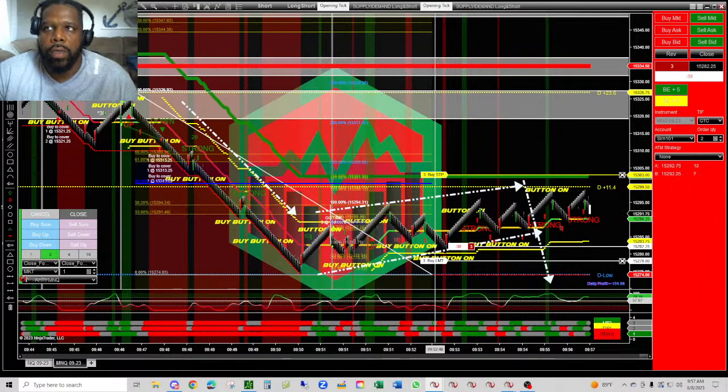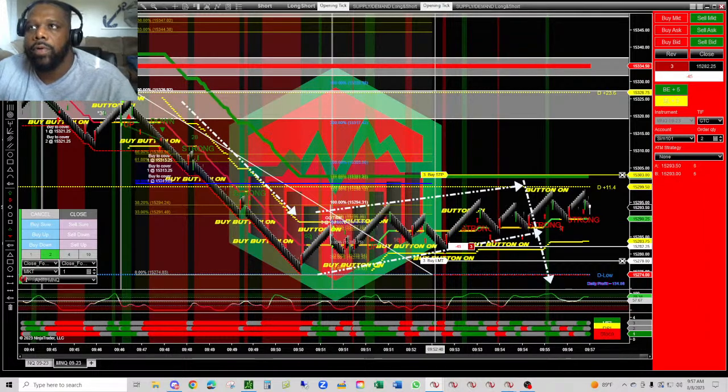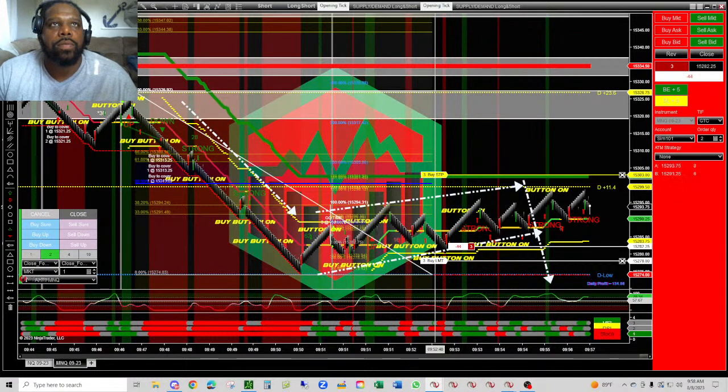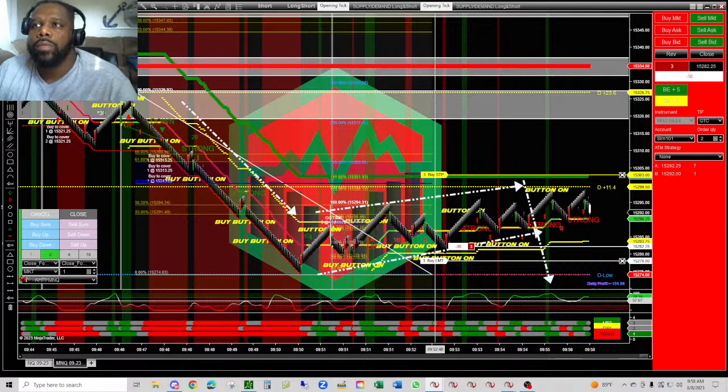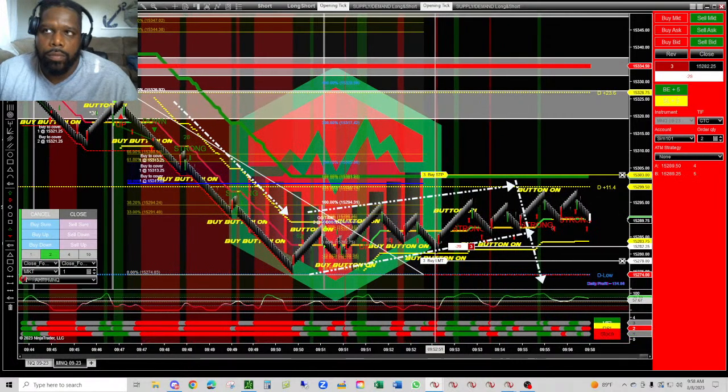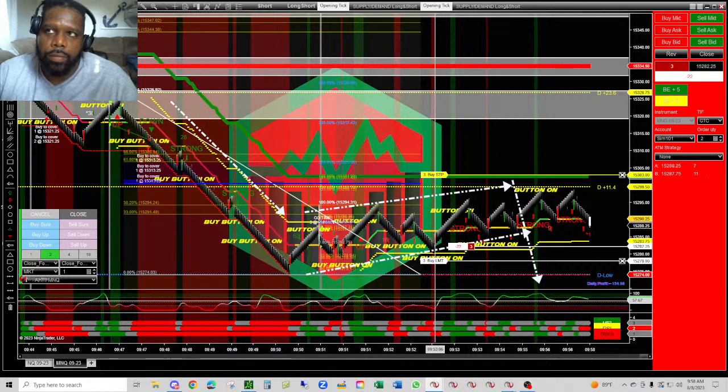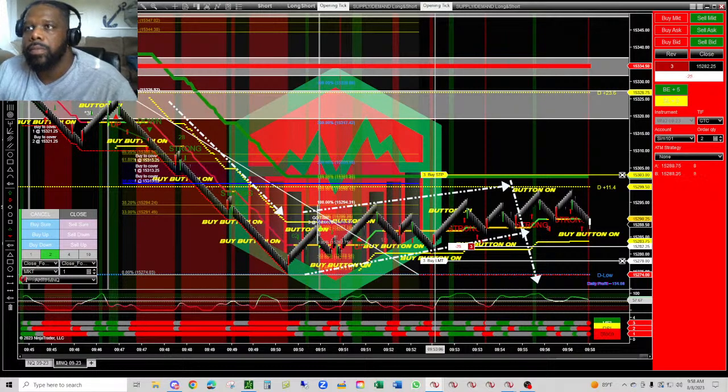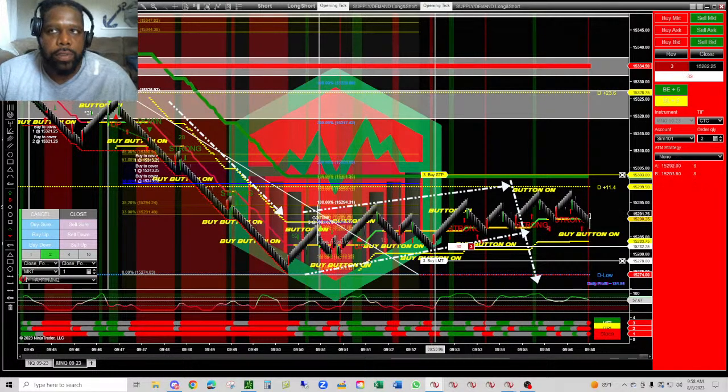11.4 is there as well. Fibonacci, 11.4, solid dollar, and 50% of this move. There we go. They coming for targets. Let's go.